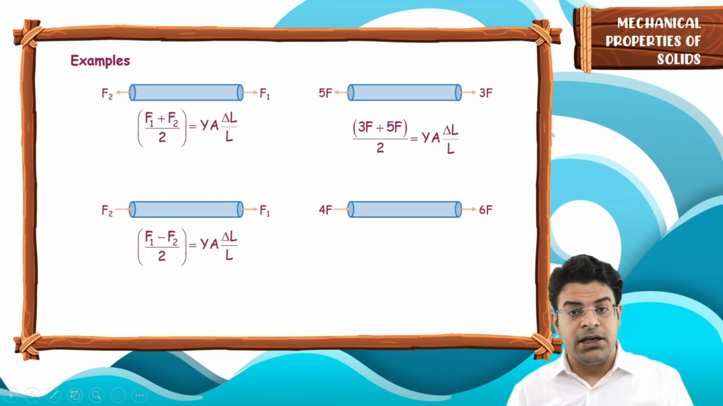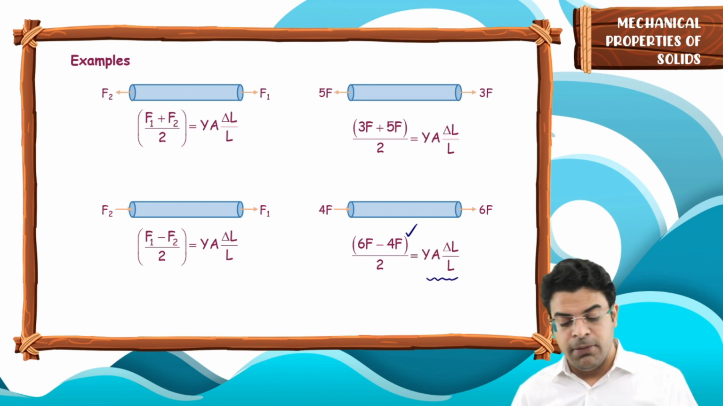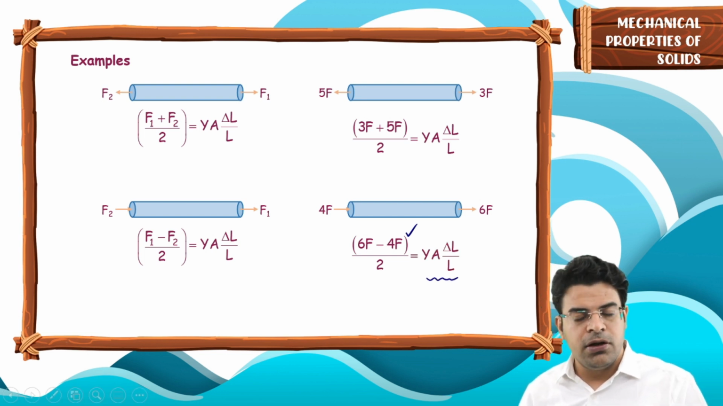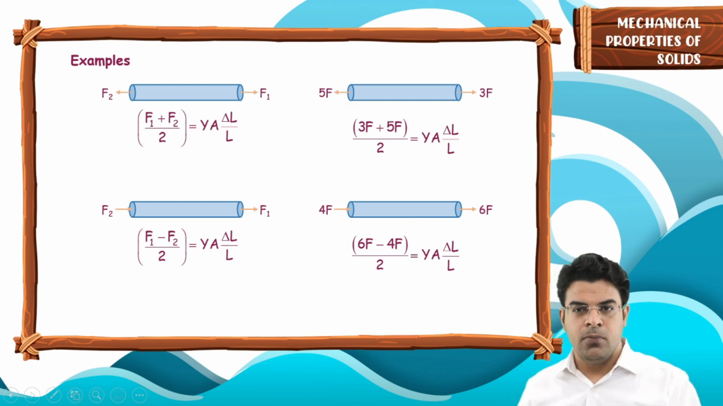So you should write 6F minus 4F by 2 equals to Y delta L by L. You will get the answer from here for sure. Okay, so just remember you can use the average of force.